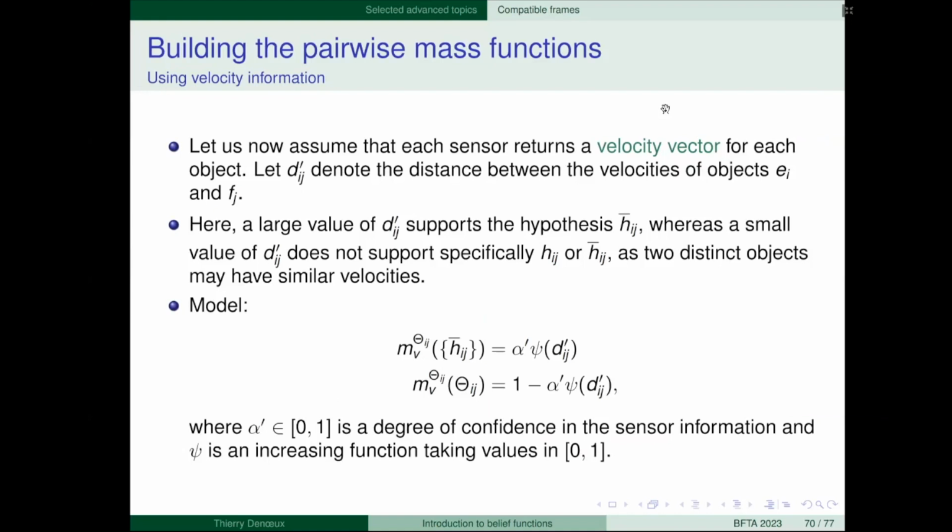So here we'll define a mass function like this, where we assign some mass to hij bar, which will be some function psi, an increasing function psi of the distance between the velocity vectors. The larger the distance between the velocities, the more evidence we have that the objects are not the same, and the complement to 1 will be given to theta ij. Here, alpha prime is again some degree of confidence in the sensor information.